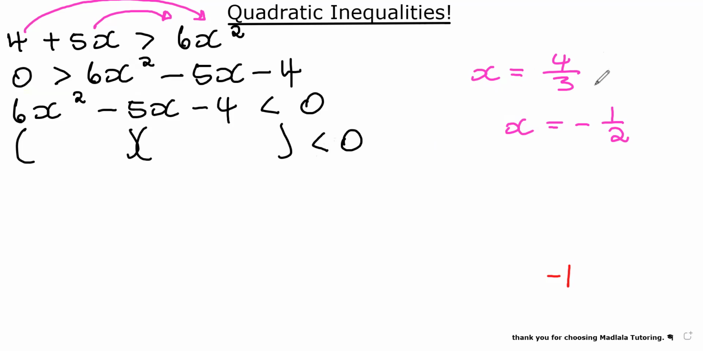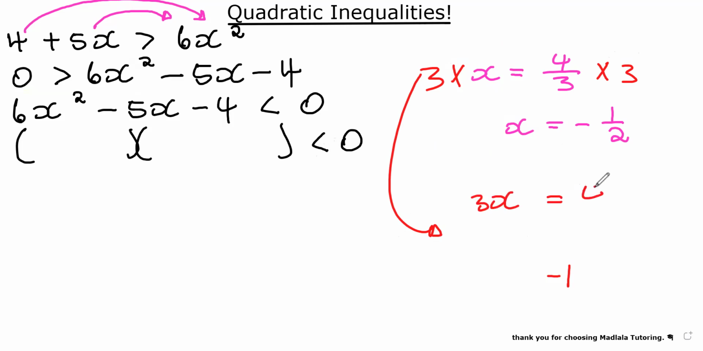Well, it's easy. You want to destroy this fraction on the right, so you multiply by 3. So what do you get when you multiply by 3? Well, you simply get 3x, which is equal to 4. And if you take this one to this side, you get 3x minus 4. Do you see that? That becomes your first factor, 3x minus 4.